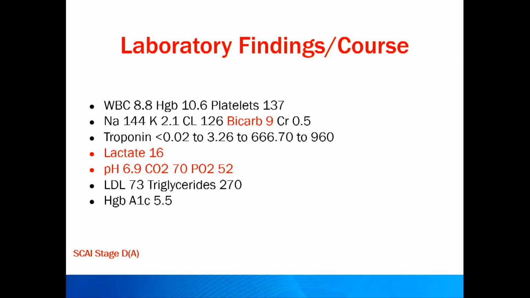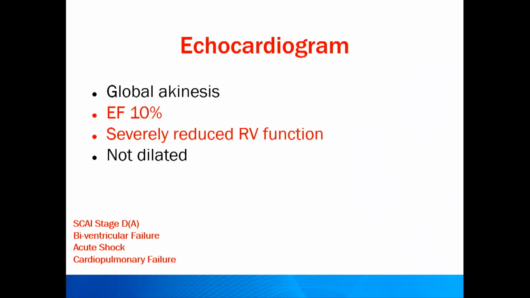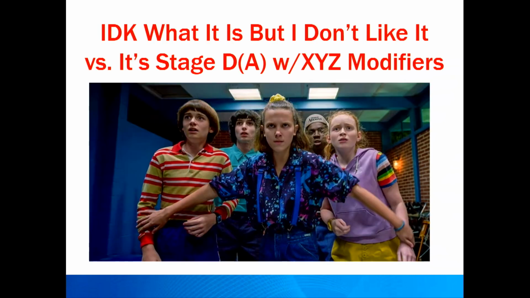And then finally, you get the lab findings. Lactate's now 16. So this is a pretty sick patient, but still just on some pressors or inotropes, and still stage DA. Echo shows EF 10%, biventricular failure now. And now you have this. You have stage DA, but now you know it's biventricular failure, acute shock, so it's not acute on chronic, and you have cardiopulmonary failure. So this begins to understand the risk modifiers that we'll talk about shortly. So we go from, I don't know what it is, but I don't like it, to it's stage DA with X, Y, and Z modifiers. And that's how we kind of want to see the field evolving.